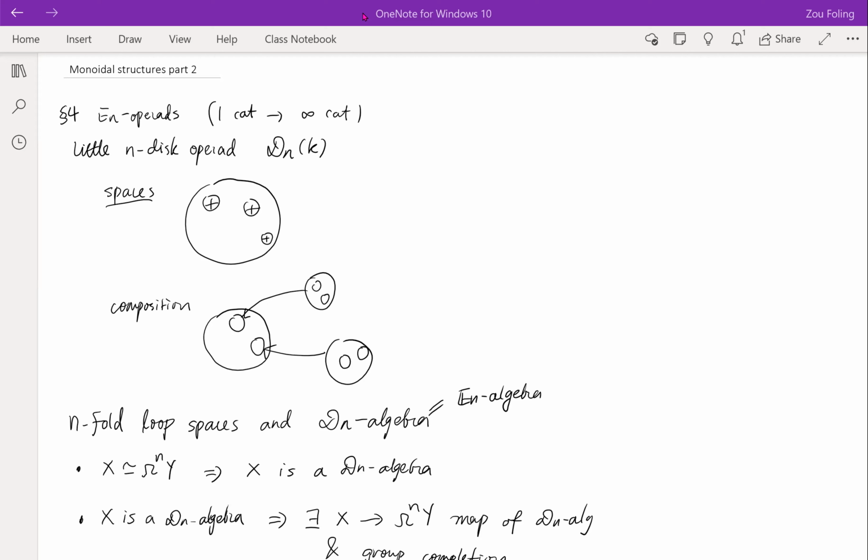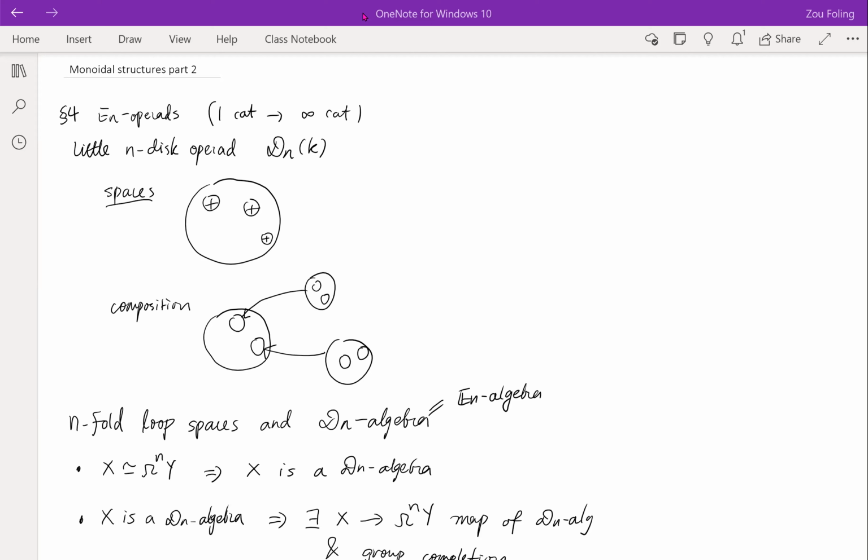So the story is as follows. D_n algebras, which we also can call E_n algebras, I want to say that n-fold loop spaces are D_n algebras, and D_n algebras can be delooped. So they are also n-fold loop spaces up to group completion.